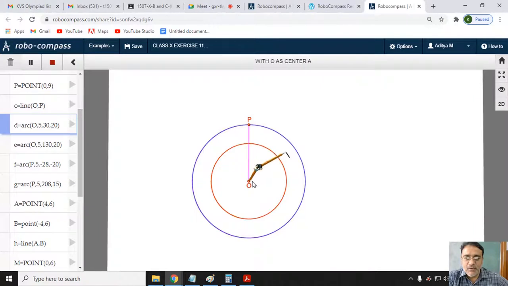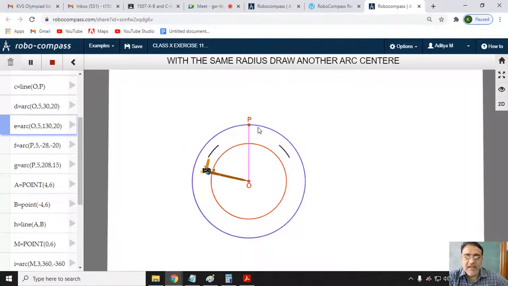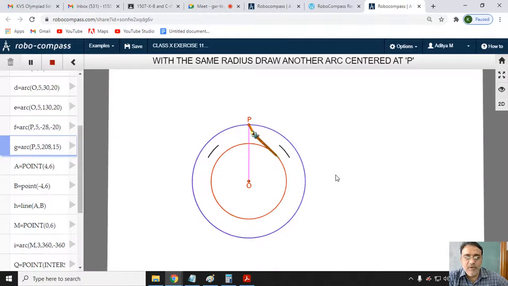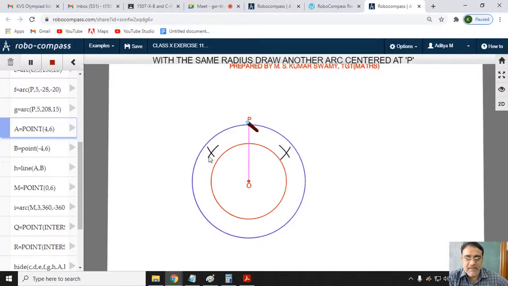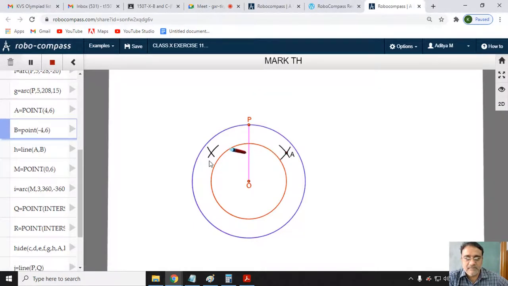Then with center O, draw one arc of radius more than half of OP, both sides. And with center P again draw arcs on both sides of the same radius. Both will intersect at points A and B. So this point is A and this point is B. Now we'll join AB.